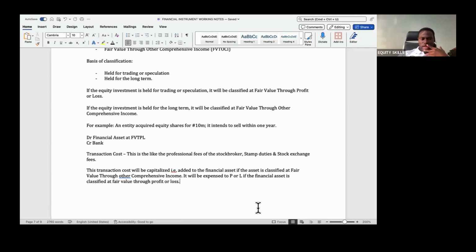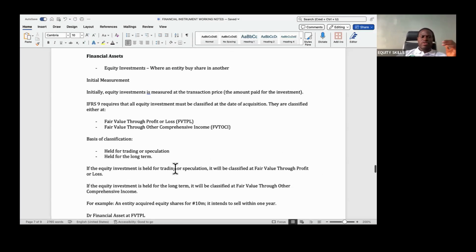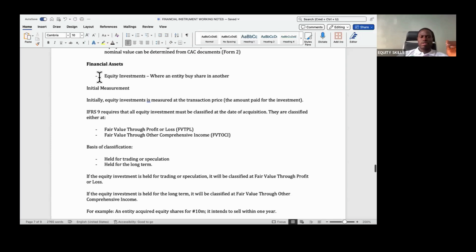So that has to be carefully noted. Okay, so all these are happening at the beginning of the year. Don't forget, we are still talking about equity investments. We went to initial measurements at transaction price.